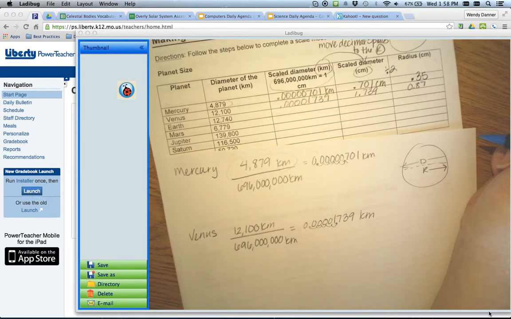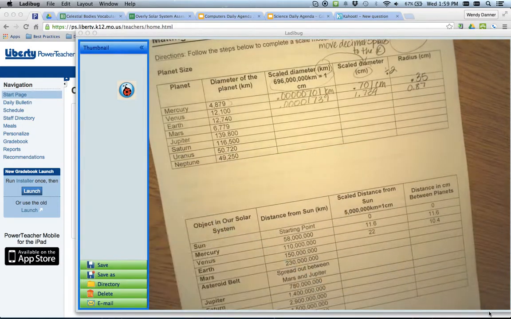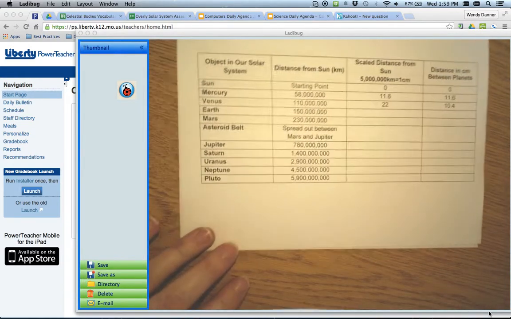If you need to watch this part again to figure out how to do the top part, go ahead. Feel free to pause this and go back and any other things. Okay. I'm going to go ahead and move on down to the bottom and show you how to do that part.